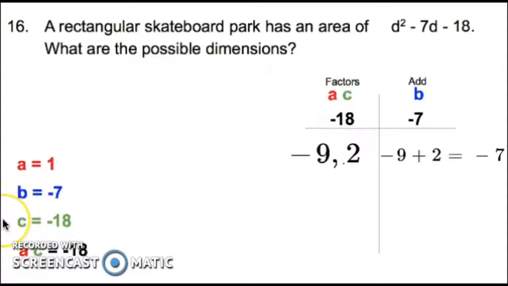So all we do is write it as dimensions, meaning without parentheses. So we have d minus 9, comma, d plus 2. That's the dimensions of it. Okay, and that's number 16.